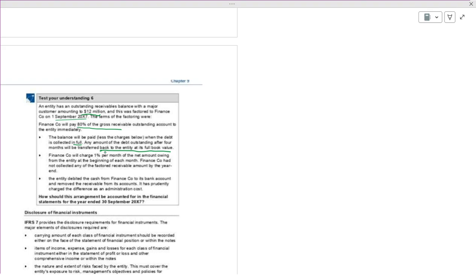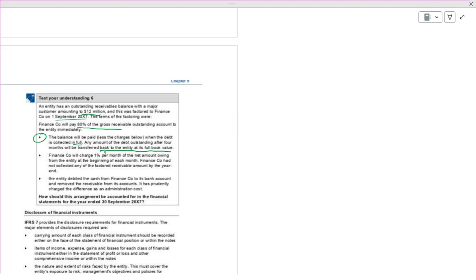They are saying that we are going to pay 80% of the amount, and anything that is balanced, we will pay at the end. The finance company charges 1% per month of the net amount. The finance company has not collected any factored receivables amount by the year end. Again, the first point says the balance will be paid when the debt is collected in full.